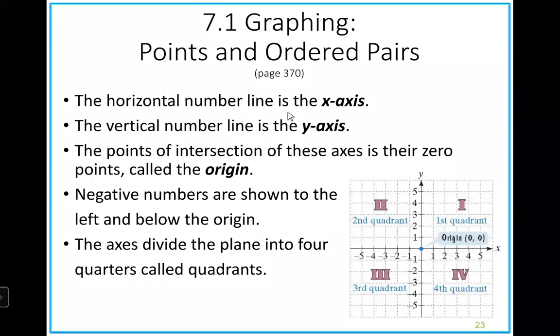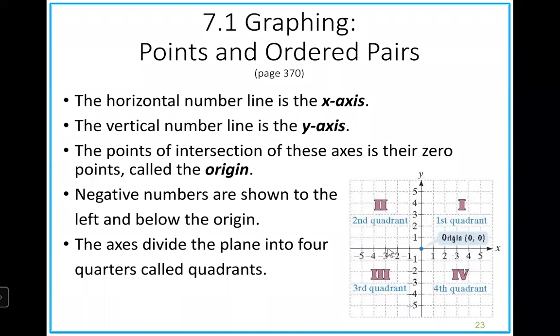So on our graph, in order for us to graph on a grid or graph paper, we need to have reference points. So the 2 reference points we have are the X and Y axis. The X is the horizontal, the Y is the vertical. The point at which the 2 of them intersect is called the origin. So that's right here. The 2 lines intersect here, that's the origin. And we call that origin 0, 0. Okay? The zeros meet right here for both axes.